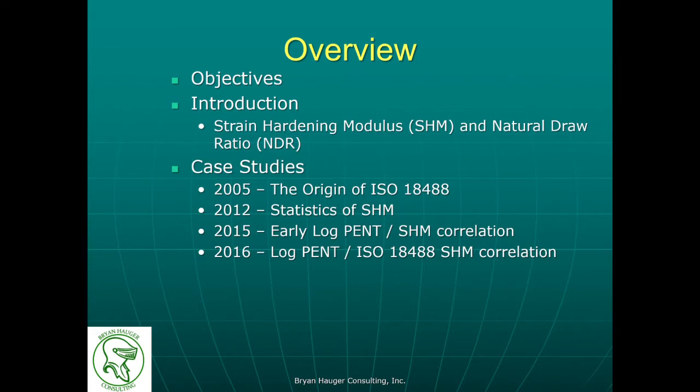One from 2012, which looked at the statistics of strain hardening modulus testing, one in 2015 that correlated log of PENT to strain hardening modulus, and finally, a second and more detailed correlation study of log PENT with strain hardening modulus, which explicitly used the ISO 18488 test method.